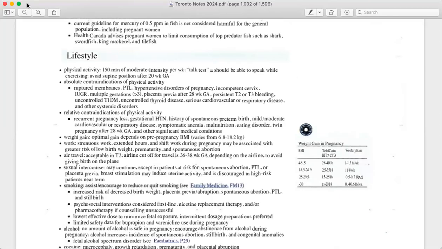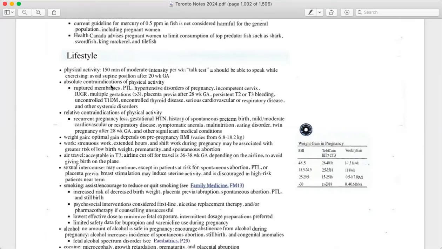Okay. So in the lifestyle modification, they ask in CDM questions that you might need to do. In physical activity, what you need to do is advise a person to take 150 minutes of moderate intensity per week, like a walk, talk, or exercise. And then absolute contraindication. This is very important. You need to know when you are going to tell that person that they don't need to do any physical activity. Which conditions are those ones?